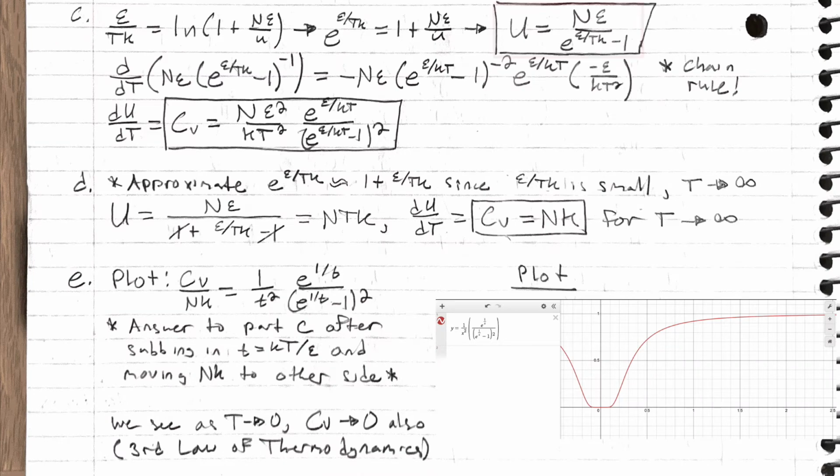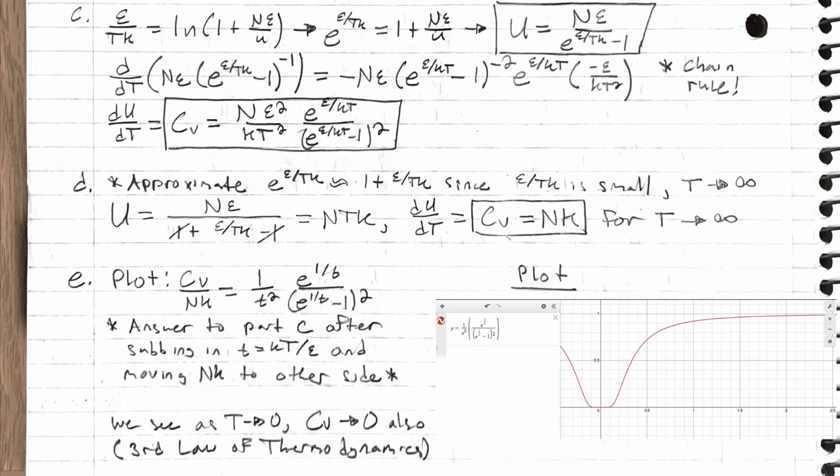Next, we need to do a bit of algebra to solve that result for energy. And then we can take the derivative of that to find the heat capacity, since dU/dT is the heat capacity. So after applying a couple of chain rules, this is the answer for that part.